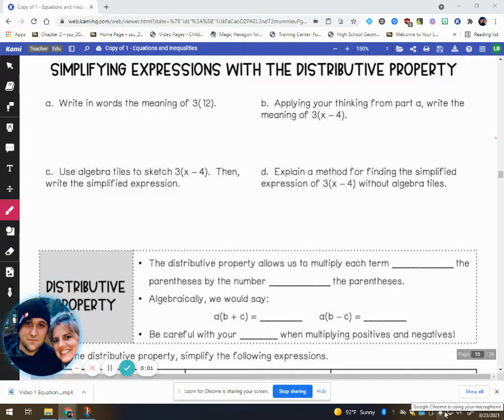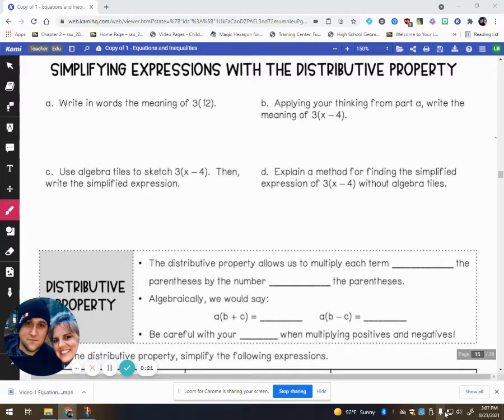Hey guys, welcome back to another Algebra 1 video. We're going to look at simplifying. In this case, we can't solve. We're simplifying expressions with the distributive property. So we looked at simplifying expressions without the distributive property yesterday. We're going to take it a step further and apply the distributive property.